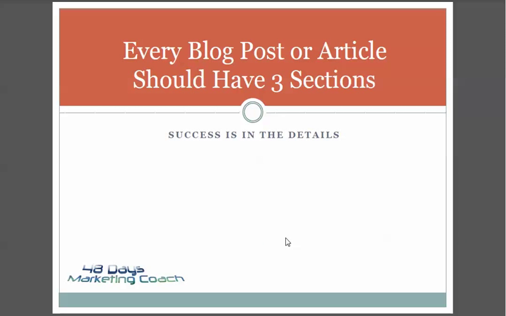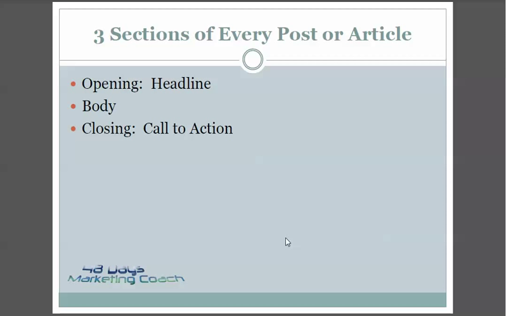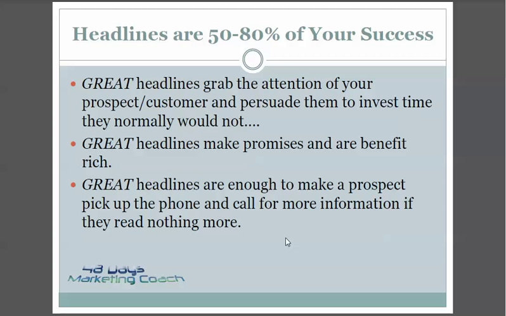Now, success is in the details. Every blog post, every article should have 3 sections, and it's pretty basic. Your opening is your headline, the body, and then the closing, or the call to action. Now, headlines are 50 to 80% of your success when writing a blog post or an article. Great headlines grab the attention of your prospect, your customer, and persuade them to invest the time they normally would not. Everyone is busy. We've all had days, weeks, and some more than others, where we just felt like, hey, I just don't have enough time to get it all done.